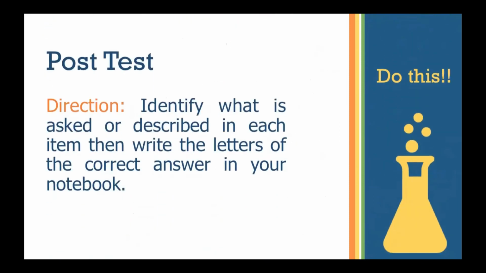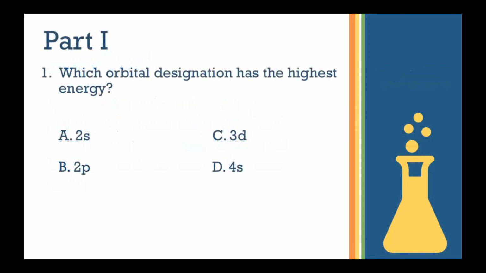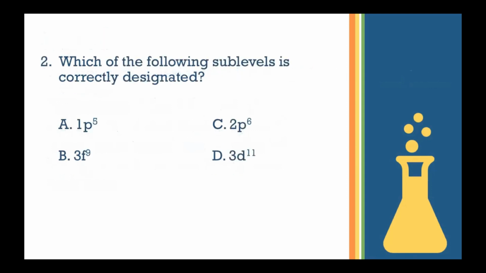This time, let us answer the post-tests. Direction. Identify what is asked or described in each item. Then write the letters of the correct answer in your notebook or in your answer sheet. Number 1. Which orbital designation has the highest energy? A 2s, B 2p, C 3d, D 4s. Number 2. Which of the following sublevels is correctly designated? A 1p5, B 3p9, C 2p6, D 3d11.